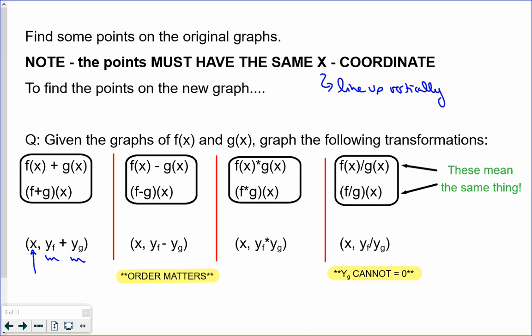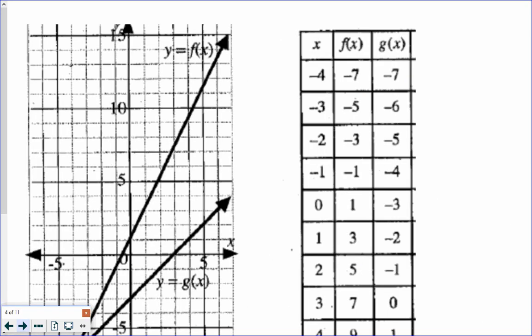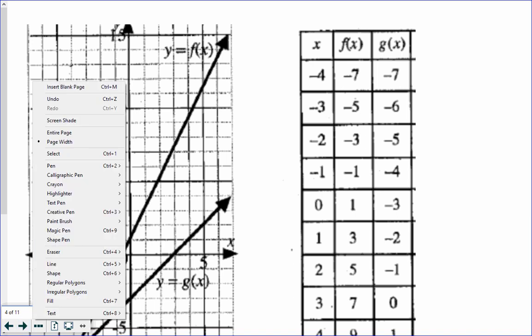Okay, and then notice again, for subtract, it's f minus g, f times g, and f divided by g. Now on this one, again, notice y of g cannot equal 0. So in other words, on the graph of g, you cannot use any points that look like that because you cannot divide by 0. So we will talk about what happens when that does occur. Okay, so I'm just going to full screen this.